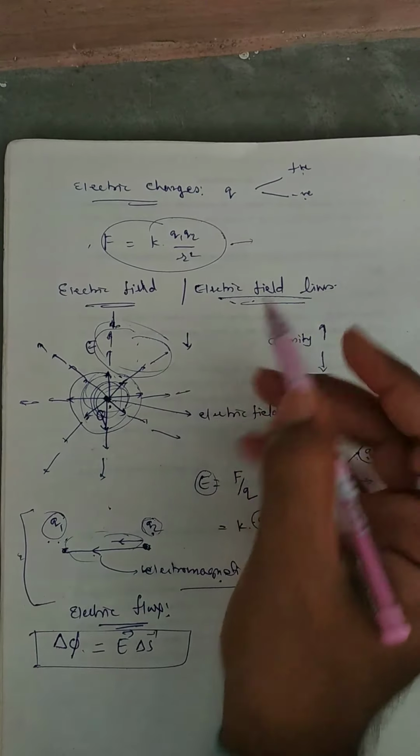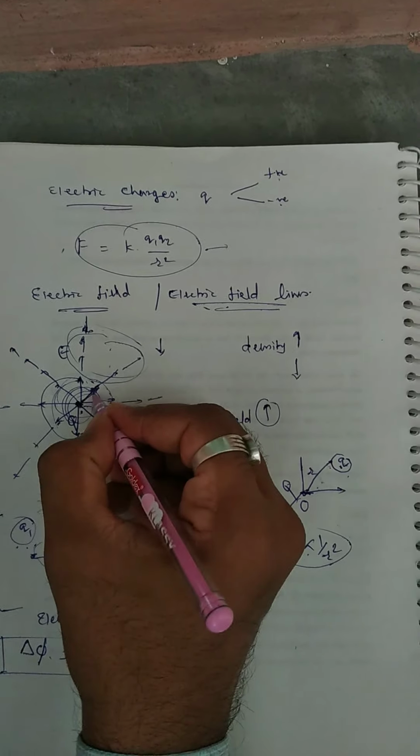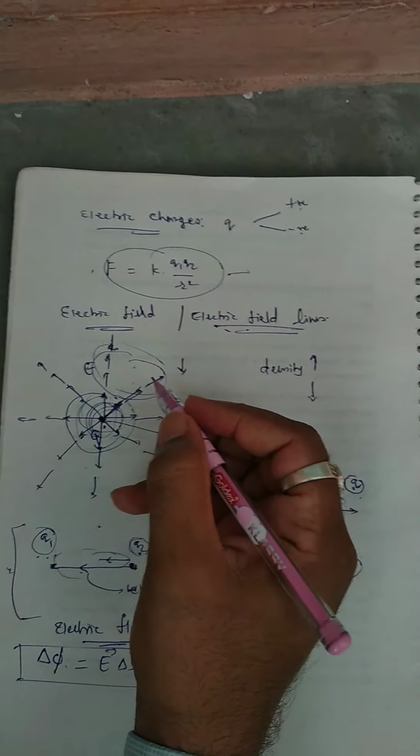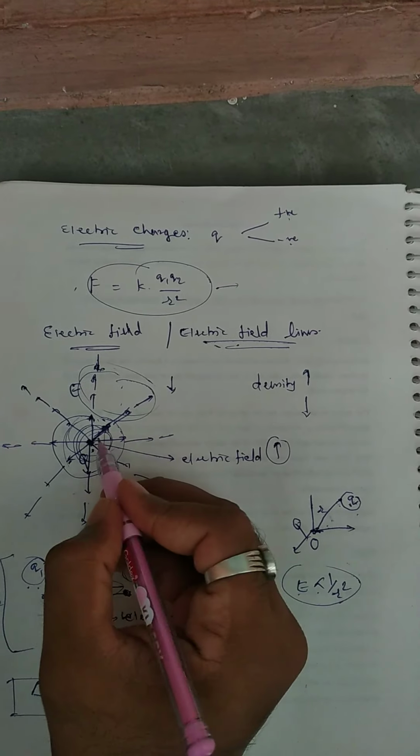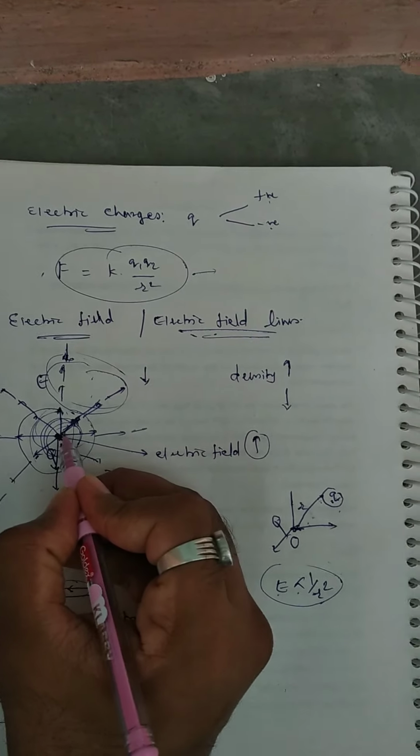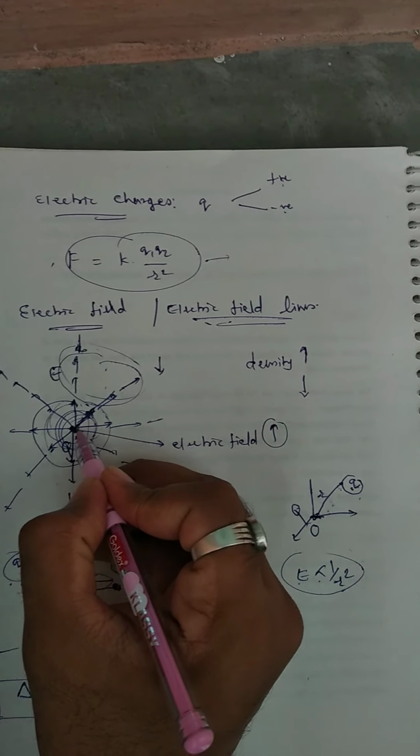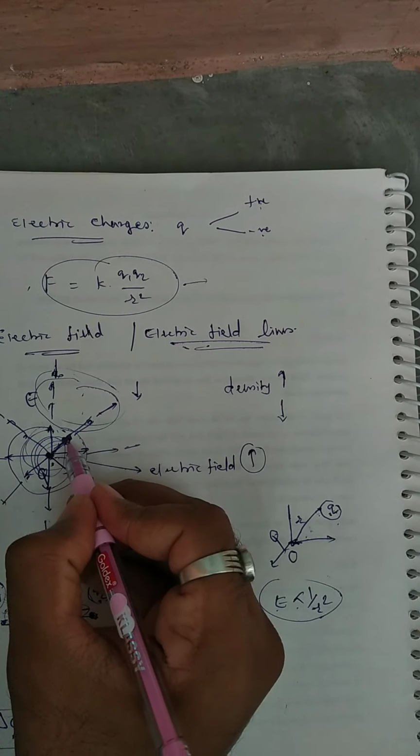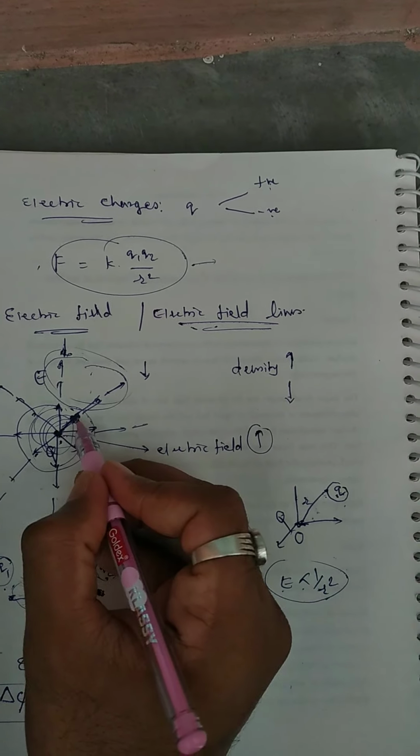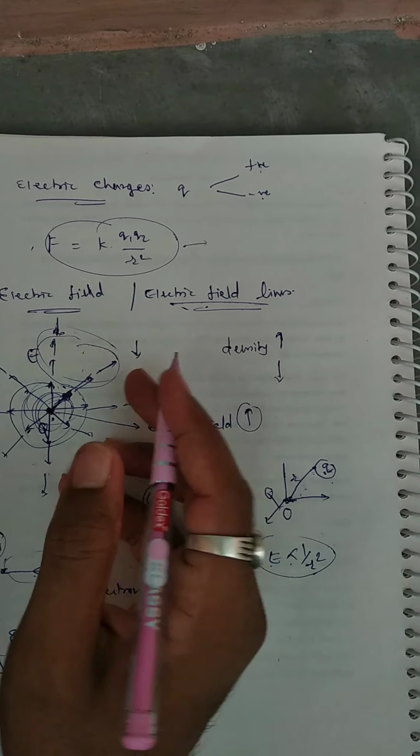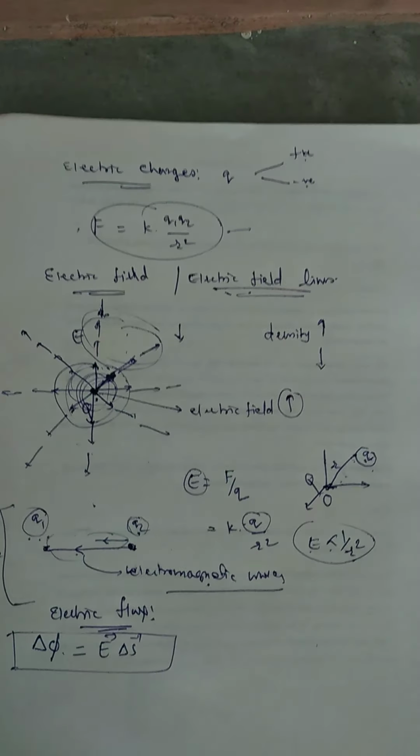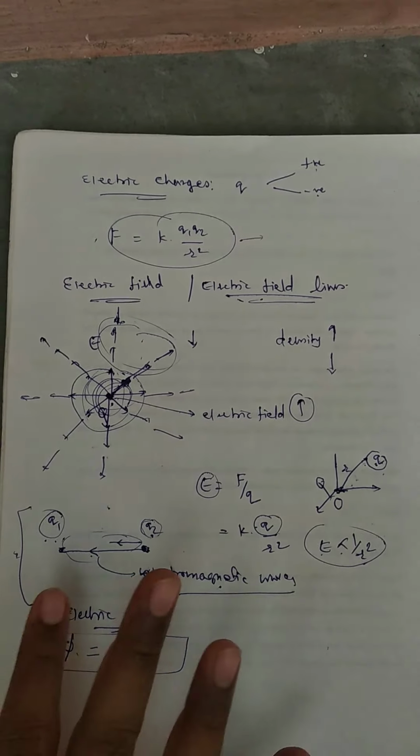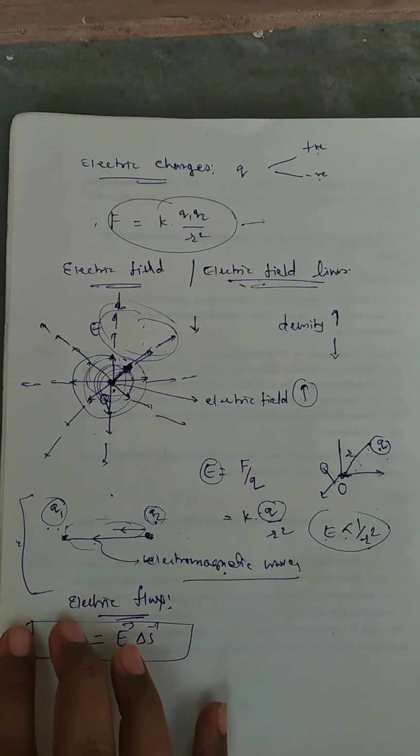But for electric field lines, these are the vector lines in which the tail of the vector line shows the force acting on the unit charge, and the head shows the direction of the electric field lines. So these are the basic introductions to the electric field and electric field lines.